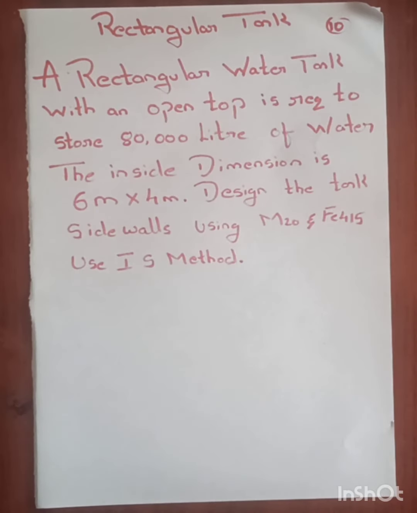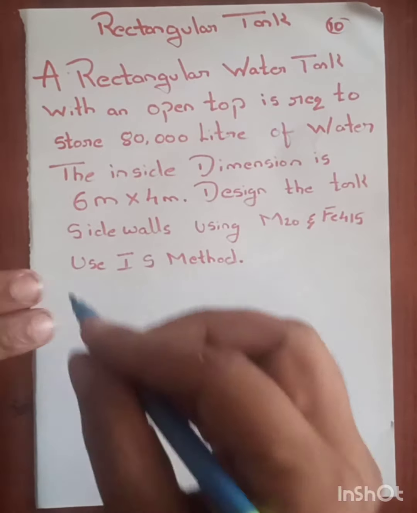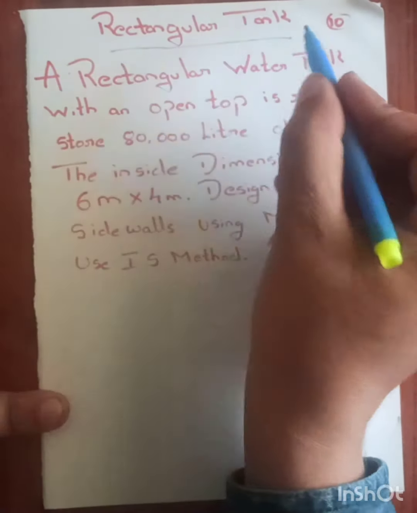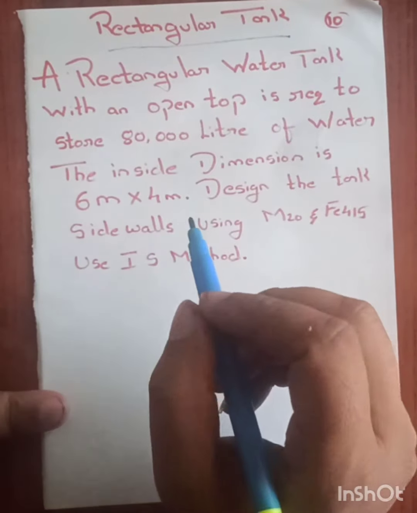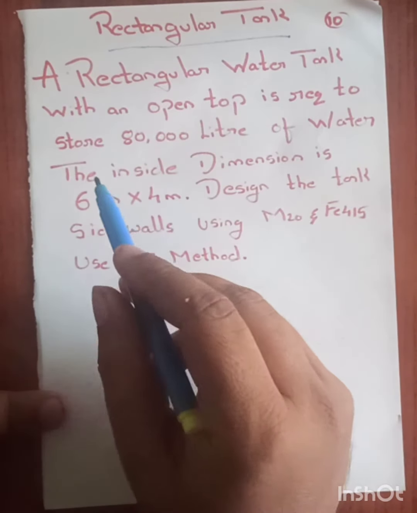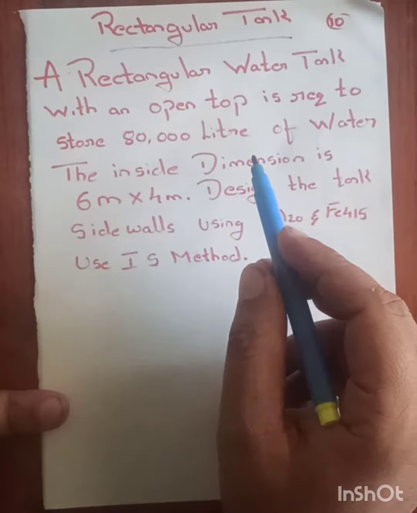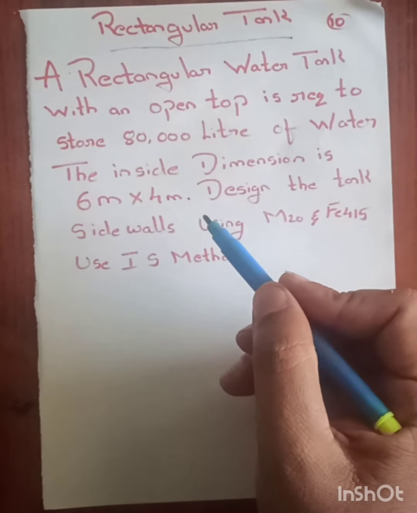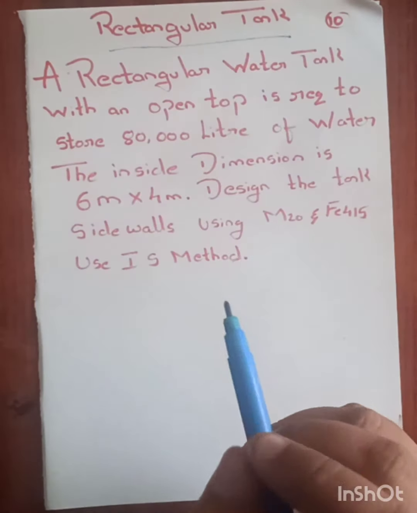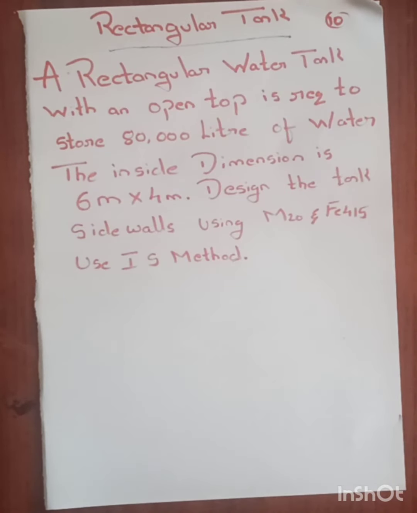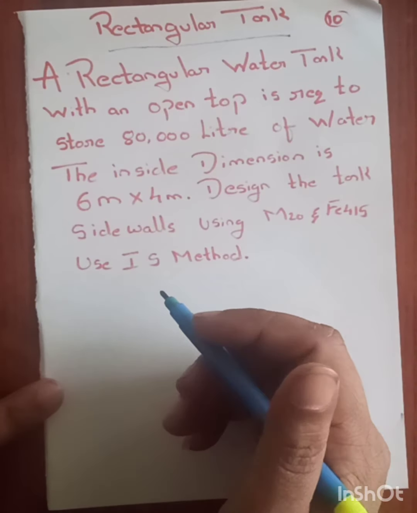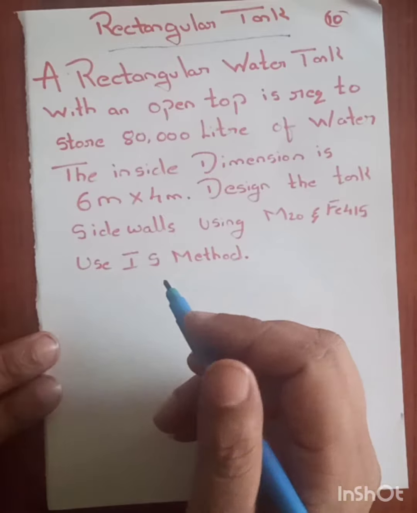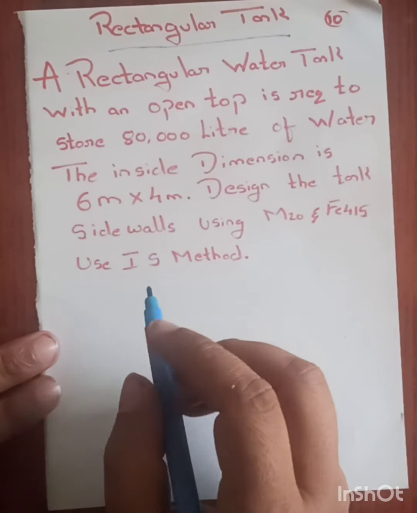Hello everyone. So in this video we will be designing the side walls of a rectangular water tank. I have written the problem statement here. It's a rectangular water tank with an open top which is required to store 80,000 liter of water. The inside dimension is 6 meters by 4 meters. We need to design the tank's side walls using M20 and Fe415 steel, and we need to use the IS method to calculate the moment and tension.